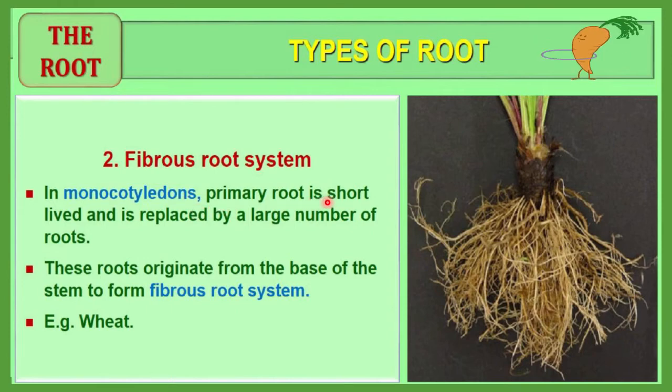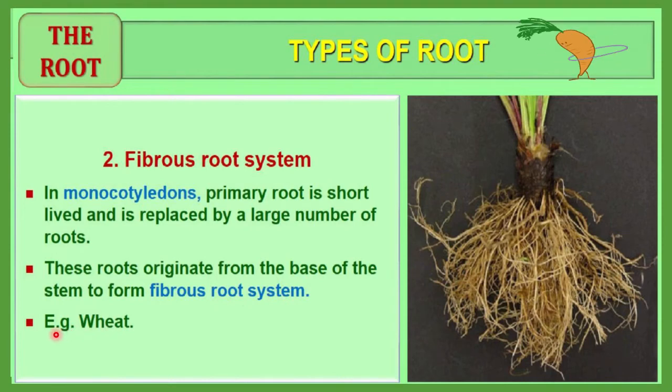The primary root here is short-lived. Here you cannot identify which one is the primary one because all look similar. Whether it is primary, secondary, or tertiary, all will look similar. And such a type of structure is called a fibrous root system. The primary root is short-lived and is replaced by a large number of roots. It is replaced by a large number of very thin, fiber-like structures. And these roots originate from the base of the stem. Here you can see this is the stem. On the base of the stem they will arise, and it will form a fibrous root system.